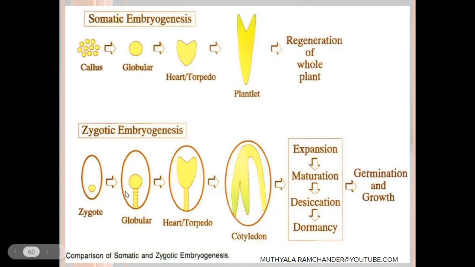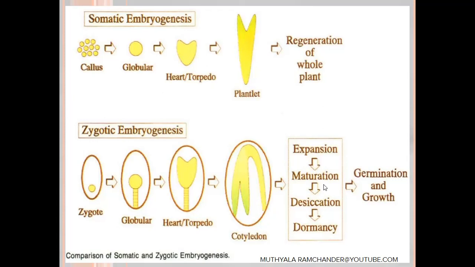The zygote multiplies into cells, develops into globular, heart-shaped or torpedo-shaped, and finally a dicotyledonous or monocotyledonous embryo is developed from the single zygote. These embryos are protected by the seed coat. But in somatic embryogenesis, the seed coat is absent. In zygotic embryogenesis, the seed coat is present. Below the seed coat, embryos are present. The seed coat containing embryos means completely matured seeds.